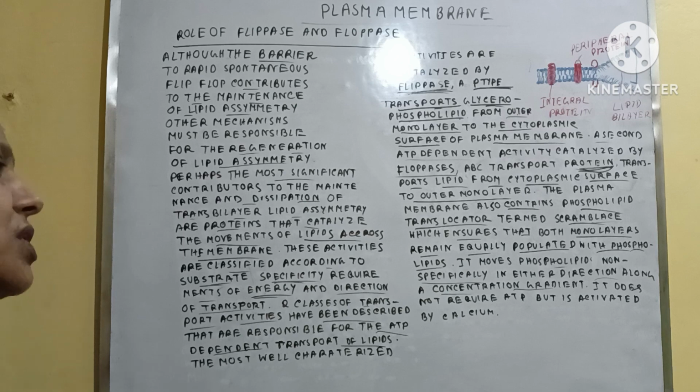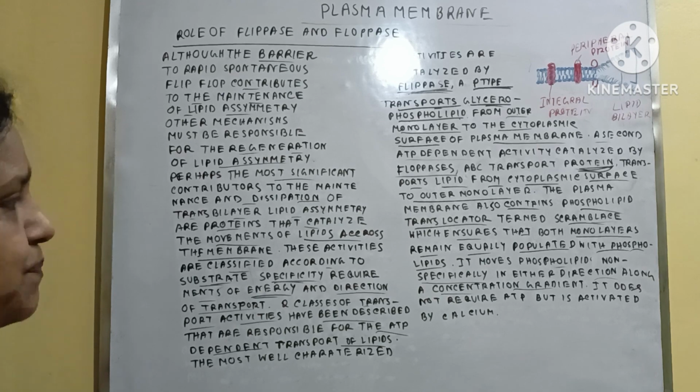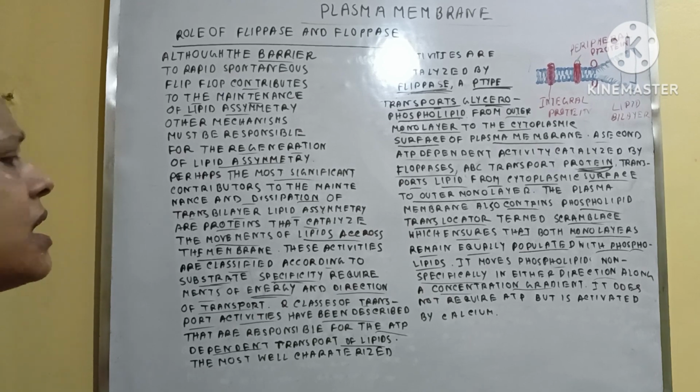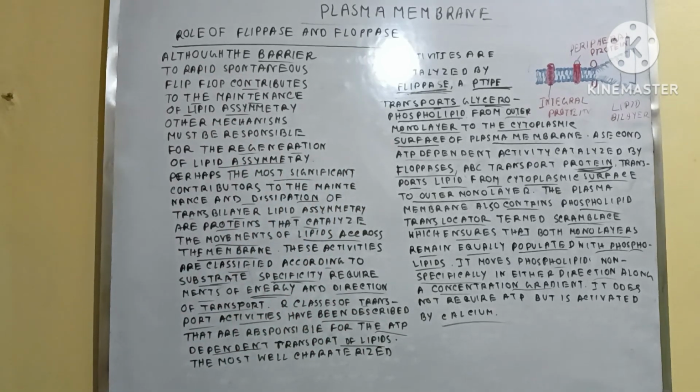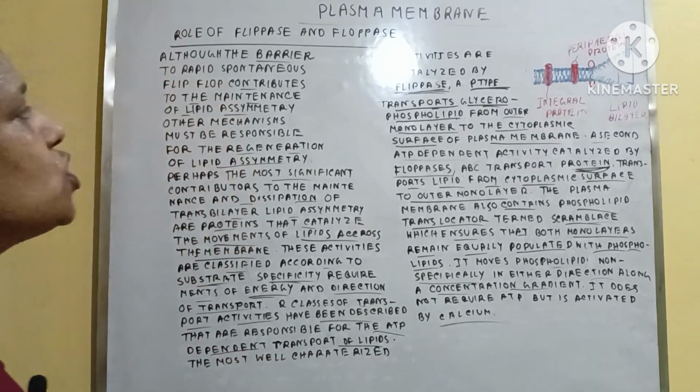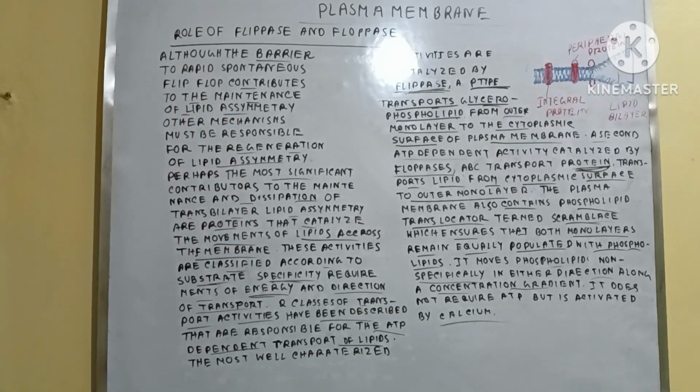It does not need any ATP. That means it is not an ATP-dependent transport protein. It requires calcium. Why is calcium needed? Because it activates the protein. Scramblase proteins are generally activated by calcium. So these are the functions of Flippase and Floppase.